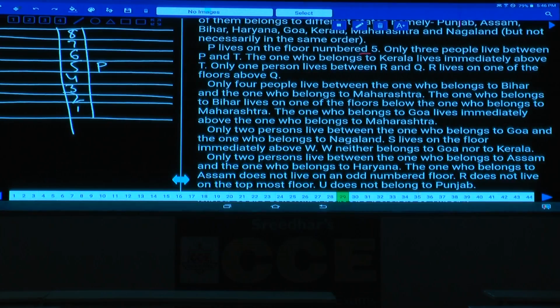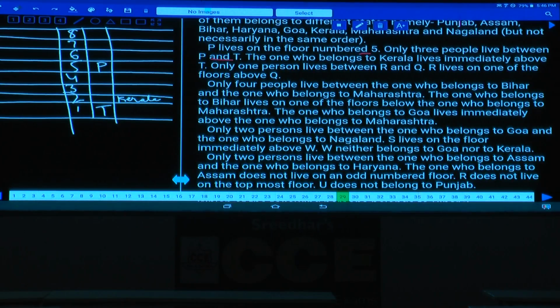Only 3 people live between P and T. T must be on the ground floor, first floor. The one who belongs to Kerala lives immediately above T, which means this Kerala person must be on the second floor.